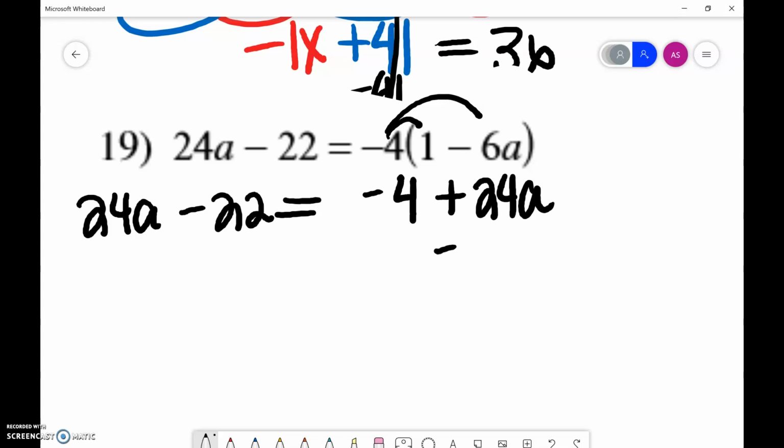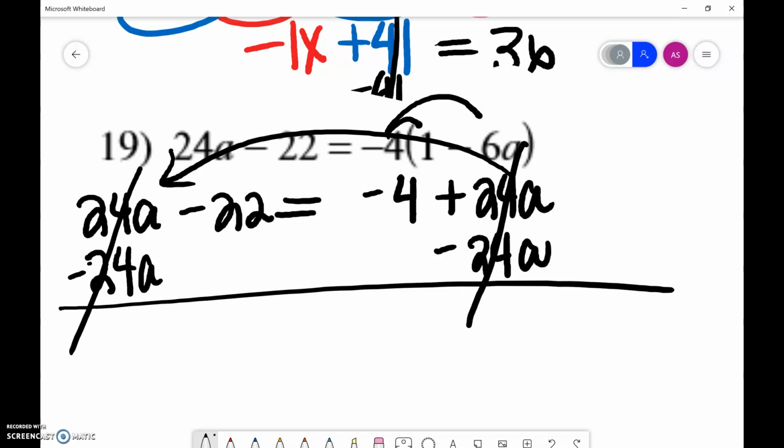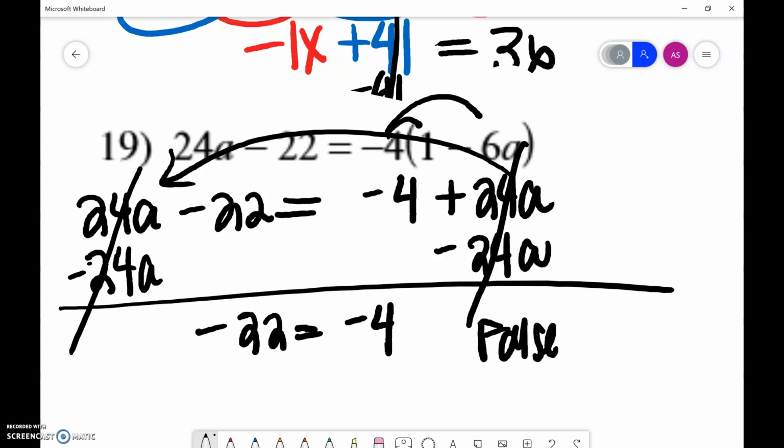Okay, so look what happens here. If I wanted to move this 24a to this other side, I'm going to have to subtract it, but I also have 24a over here, so they're both going to cancel out, leaving me with -22 on the left and -4 on the right. So then from here, is it true or false? Is -22 equal to -4? That's false, and that means we have no solution.